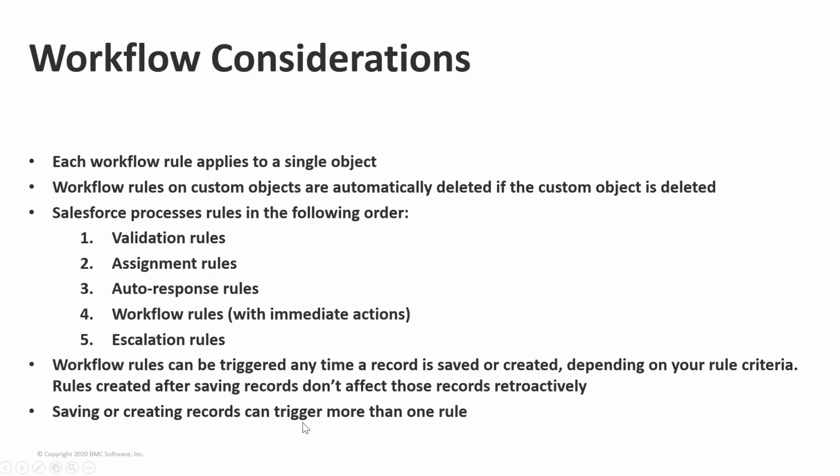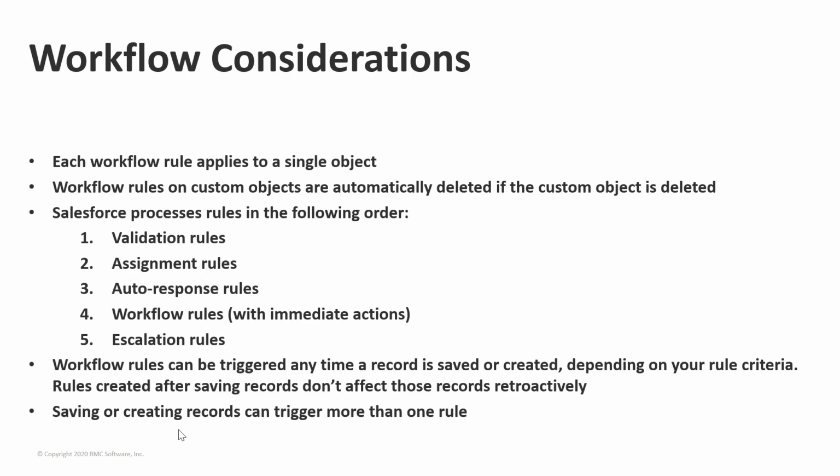Saving or creating records can trigger more than one rule. It means that you can have multiple workflow rules for one single object. And so for example, after you create an incident record, different workflow rules can apply for that record and perform the actions that you set up for each workflow.